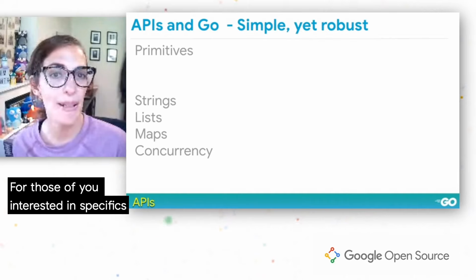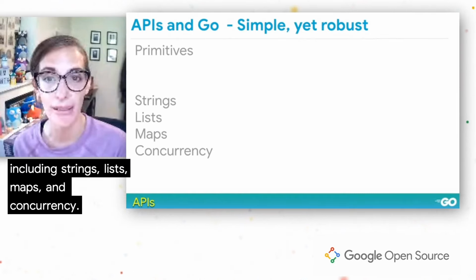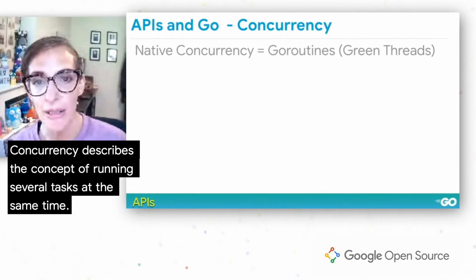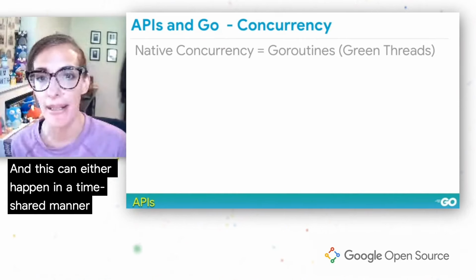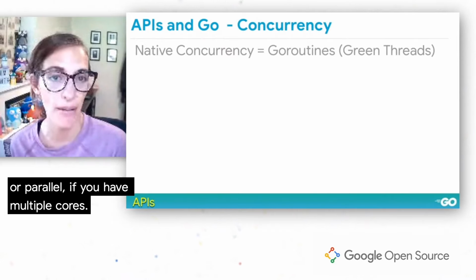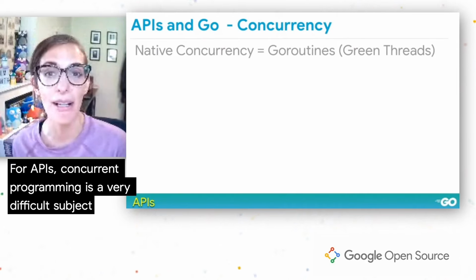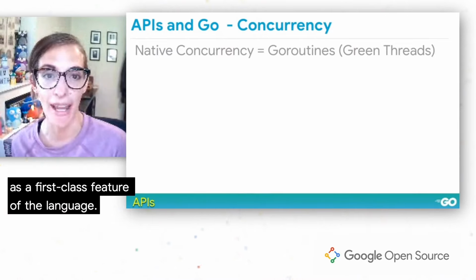For those of you interested in specifics, Go is simple yet robust, containing all the primitives you need for APIs, including strings, lists, maps, and concurrency. I'd like to focus on concurrency here. Concurrency describes the concept of running several tasks at the same time, and this can either happen in a time-shared manner or in parallel if you have multiple cores. For APIs, concurrent programming is a very difficult subject, but in Go, we have concurrency built right in as a first-class feature of the language.